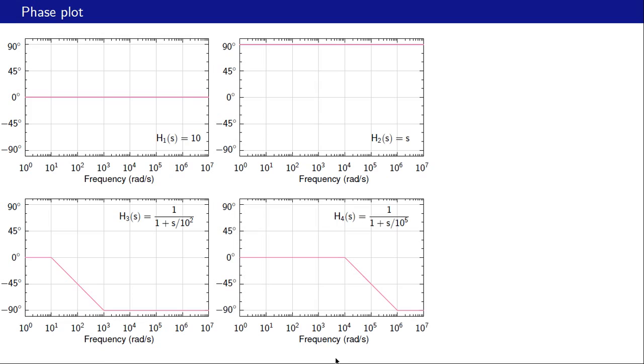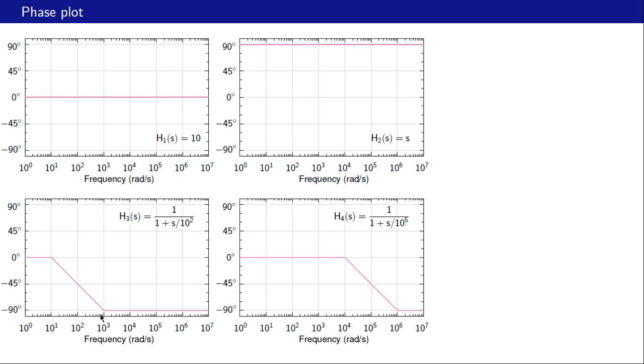What about h4? It's very similar to h3, only the pole is different, 10 raised to 2 here, 10 raised to 5 here. So the graph is going to look very similar to this graph here, except that it will be shifted with 10 raised to 5 radians per second as the pole. Alright, we now have the individual contributions h1, h2, h3, h4, and now it is a matter of adding them up to get our net phase versus frequency plot.